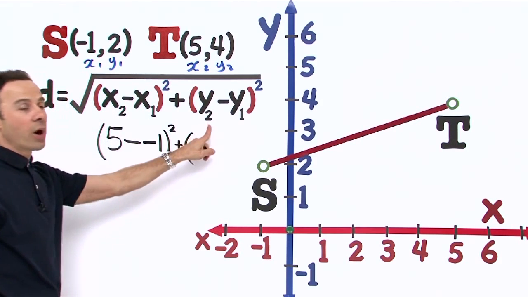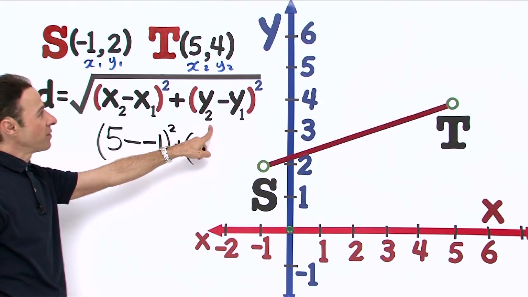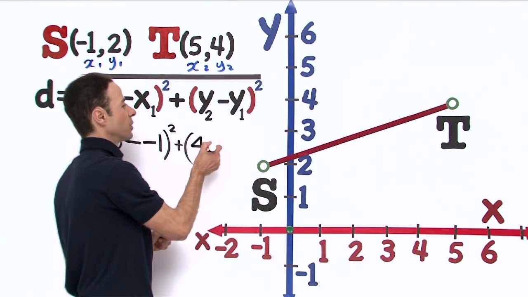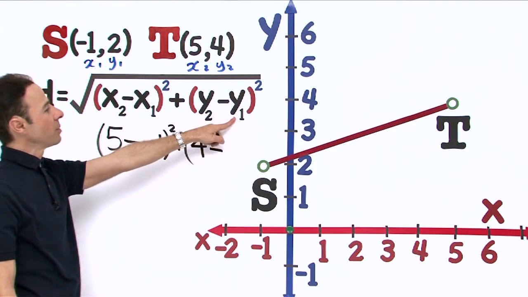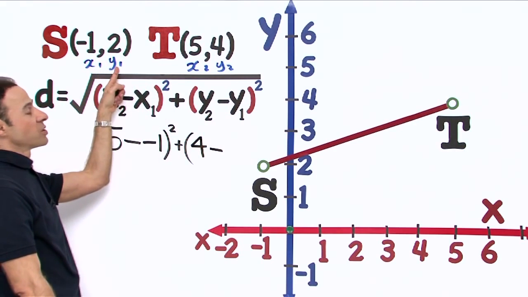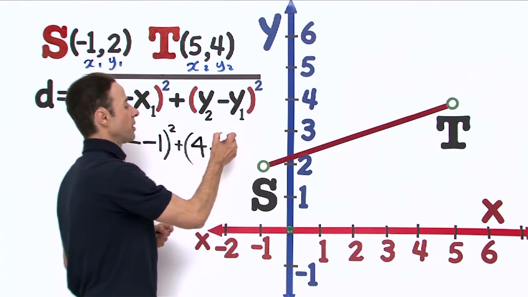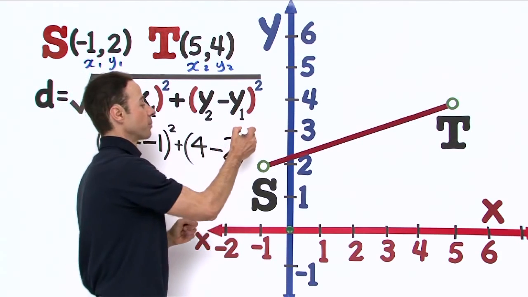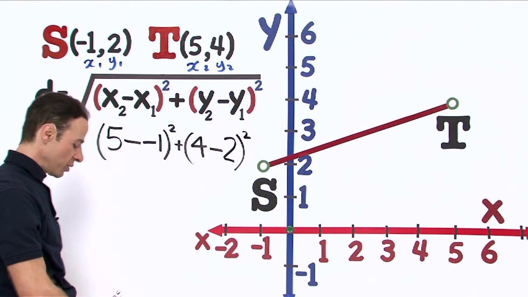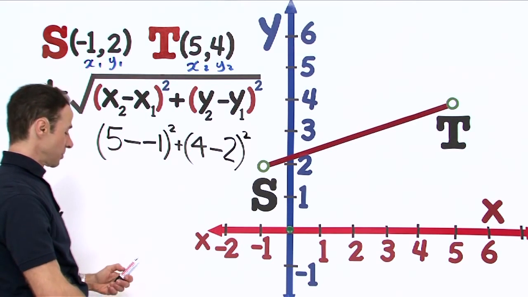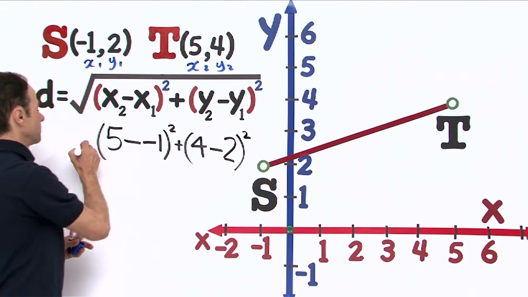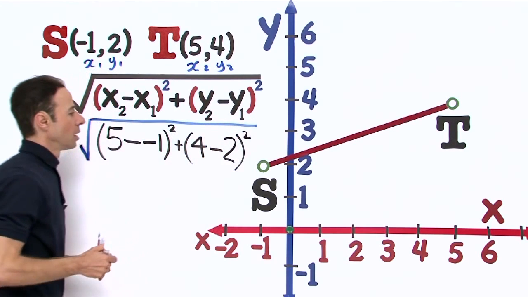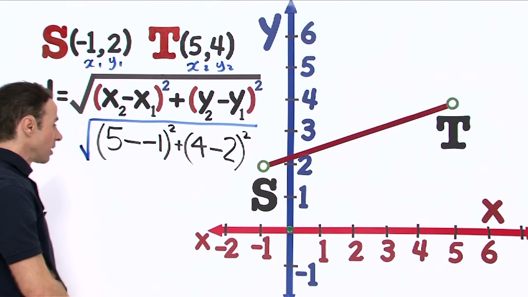Okay, let's go to y2. That's right above us here. That's 4 right over there. Let's put that in: 4 take away y1. Let's go back to the first point. y1 is right here. It's 2. Let's put that in there. Put the brackets in there, and of course, there's the squared right over there. And we do want to put the square root sign all over that. Okay, there's our formula for step number 2.